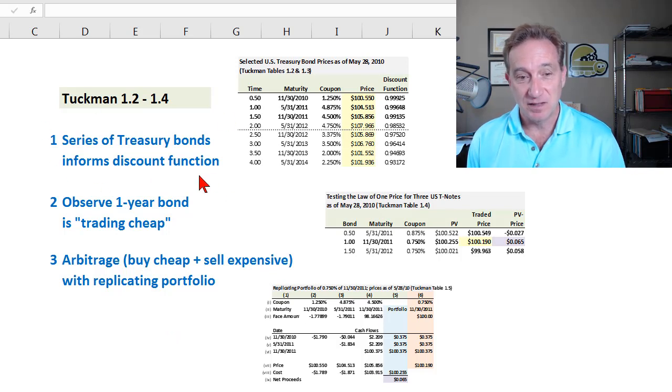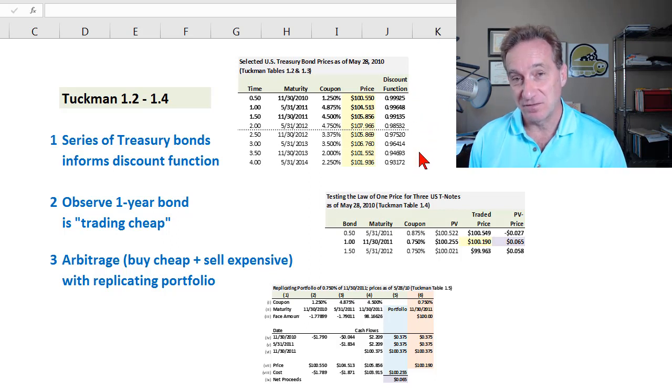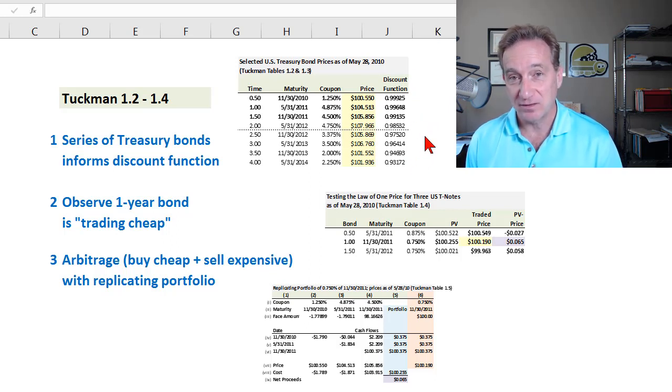The first step is the observation of a series of U.S. Treasury bonds that informs a discount function. The discount function is the series of discount factors. The law of one price says there is only one discount factor at each maturity. Second step is the opportunity.